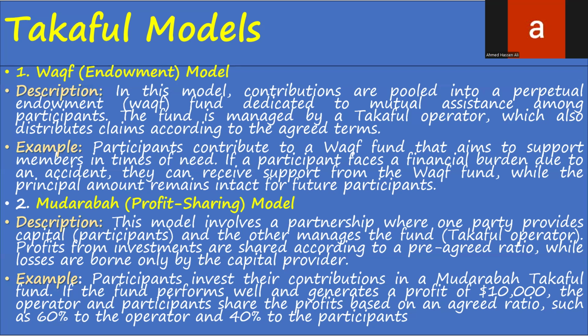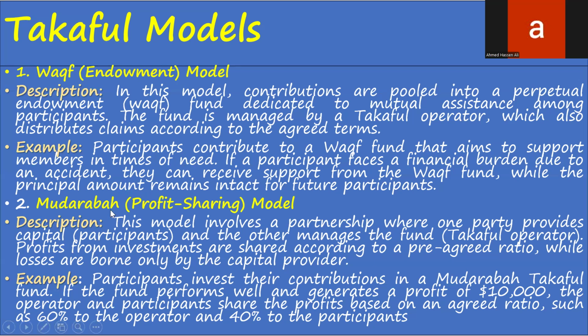So this is number one, Waqf. Like 20 people, they come together, they decide to be contributing $20 every month. And if one of them, for example, gets an accident or is faced with a problem, they take some money from the Waqf to help their brother.